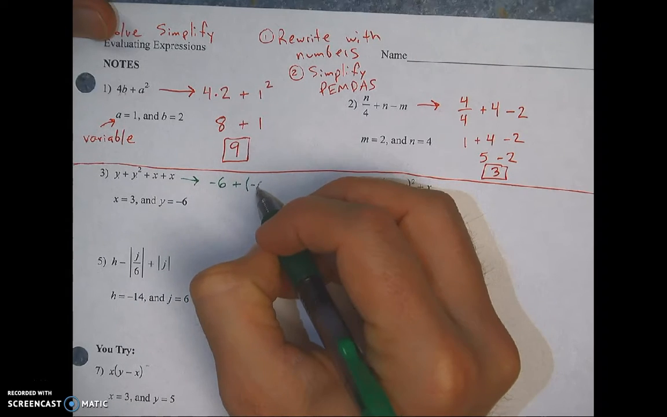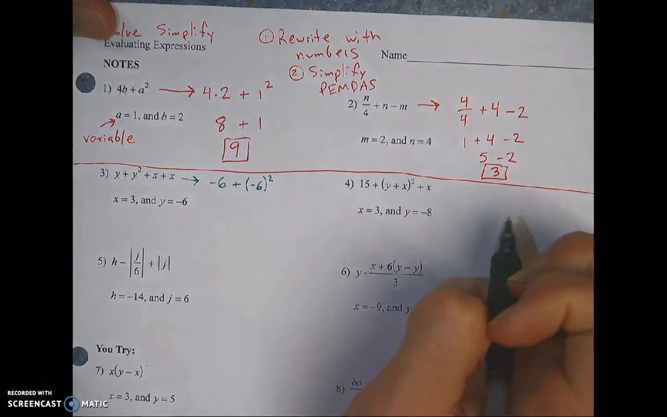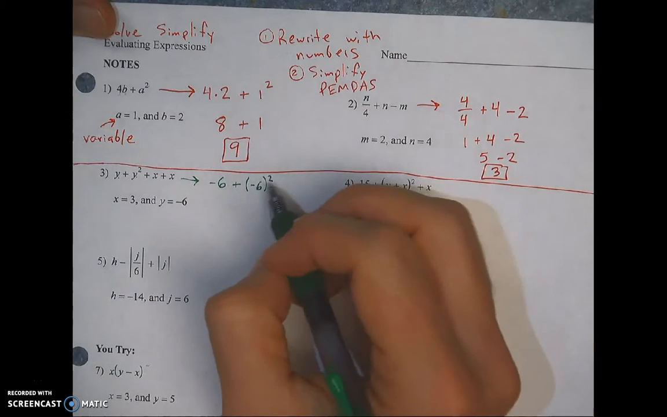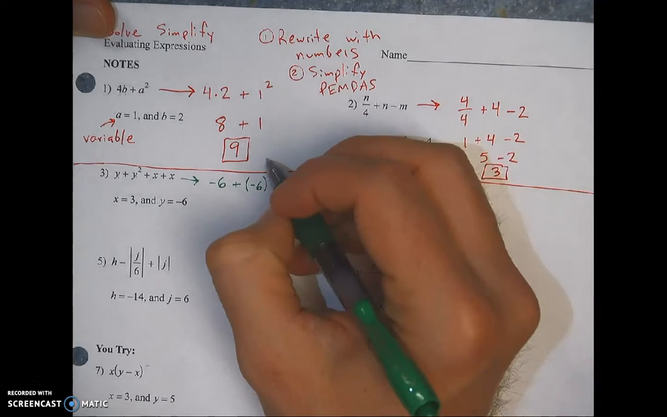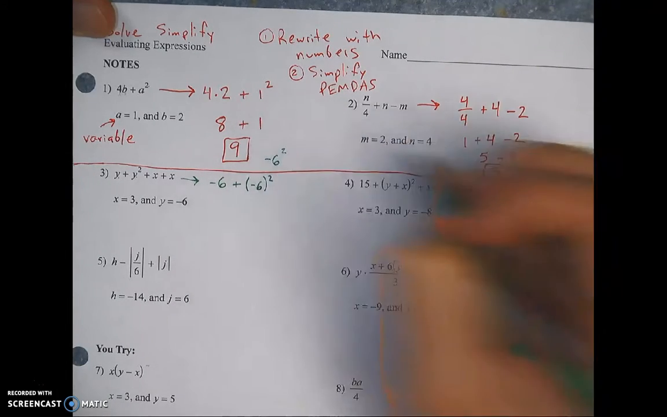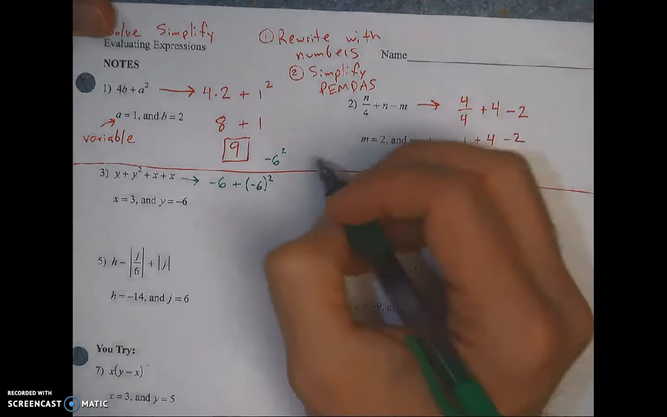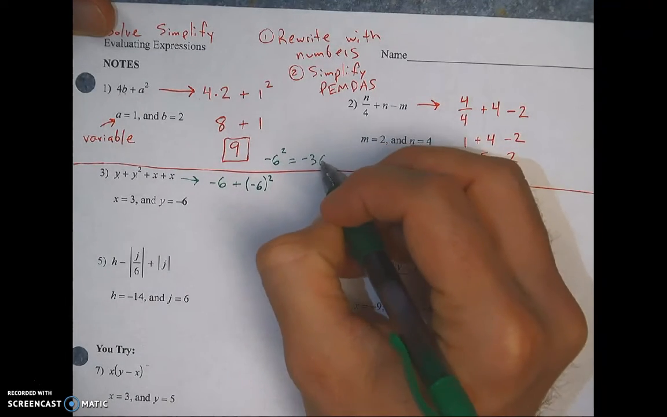So you must put the -6 in parentheses and square it, because what this is going to be is -6 times -6, which is a positive. If you just write negative 6 squared like this and then plug it in your calculator, that's going to give you negative 36 as the answer.